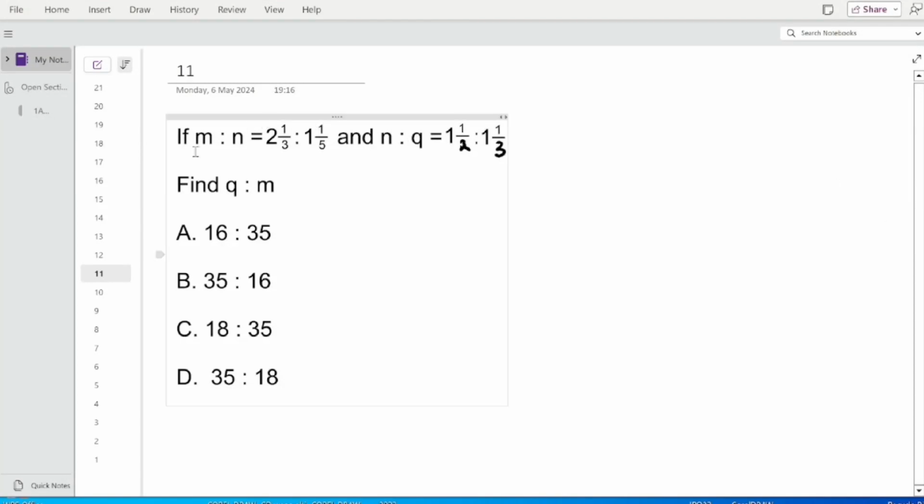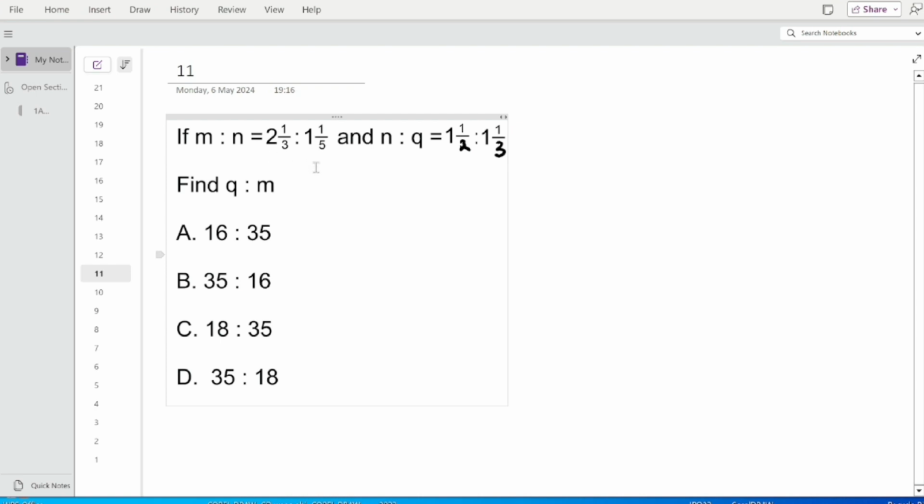Question 11 says, if m ratio n equals 2 whole number 1 over 3 ratio 1 whole number 1 over 5, and n ratio q equals 1 whole number 1 over 2 ratio 1 whole number 1 over 3, find q ratio m. Now, we've seen the relationship of m and n and q. And now they want you to find the relationship between q and m based on what is given to us.